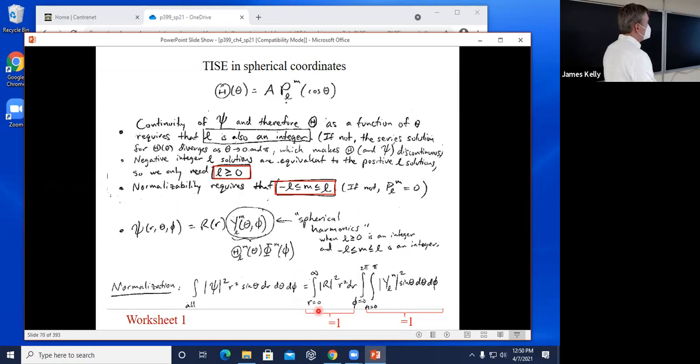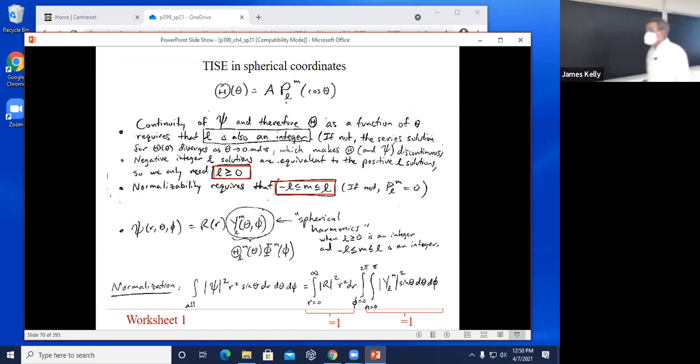And then I'm going to separately normalize the radial solutions. Of course, when you normalize those, you have to put the r squared in there next to the dr, because all of that's part of the spherical volume element. So let's just practice with one of these normalizations, just so you get the idea here.